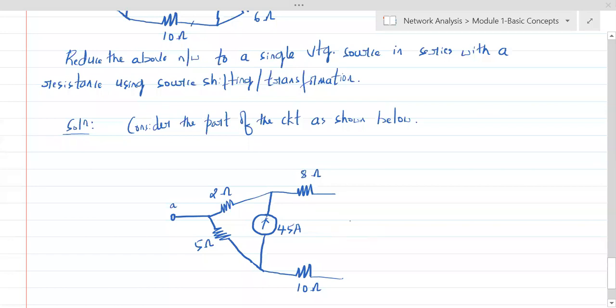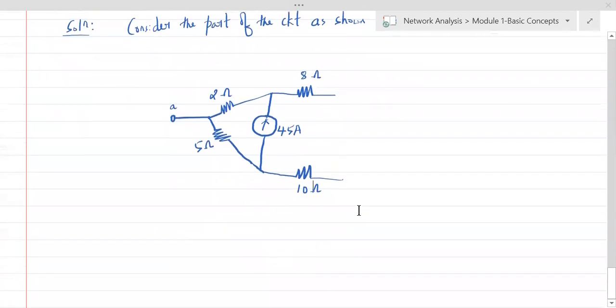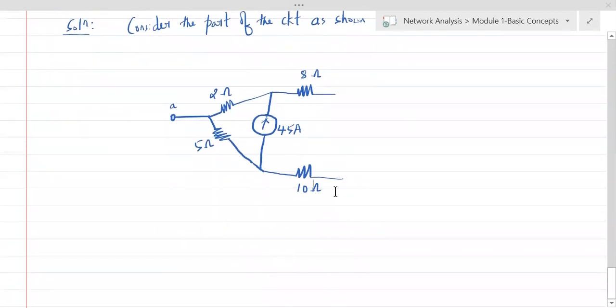Now we have to reduce the size of this first. For that, we need to look at whether this is able to be transformed or not. Can we transform this current source into a voltage source? No, it is not possible. Why is it not possible? It is not possible because there is no resistance in parallel with this current source. So what we need to do is shift.